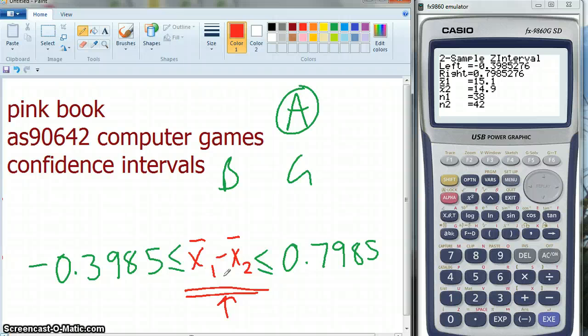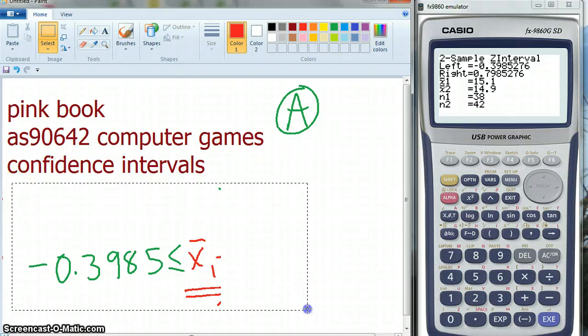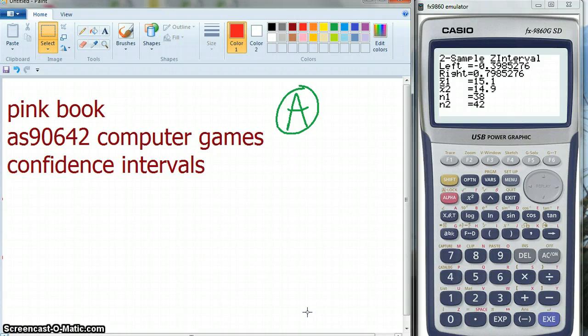What does this mean? 0 is actually included in it, so it could be either way, couldn't it? In actual fact, you can't guarantee that the boys or the girls are better. The confidence interval includes 0, which means we cannot say there is a difference between the two samples. Beautiful. Okay, so now we're going to go to the last achieved thing. Remember, you need 2 out of the 3 to actually pass. So we are looking at question 3.